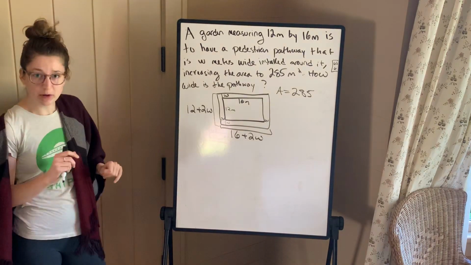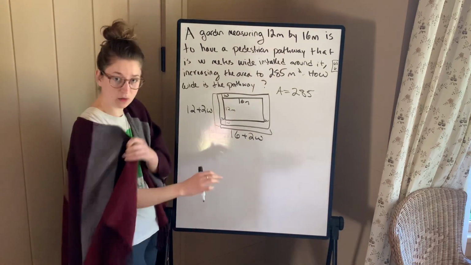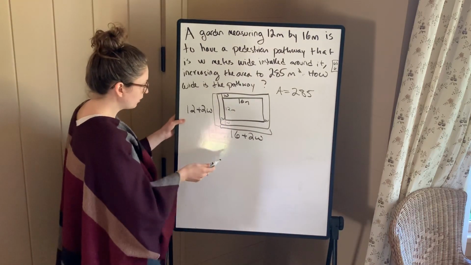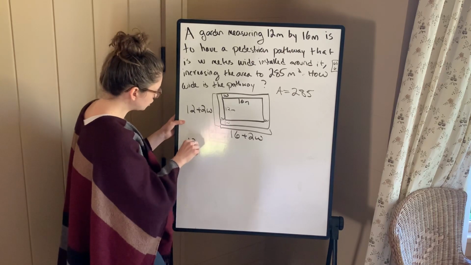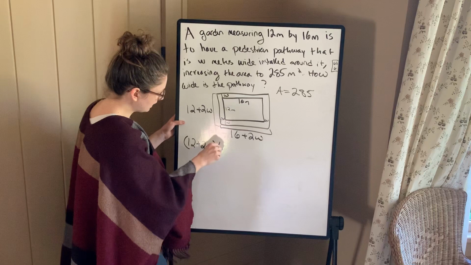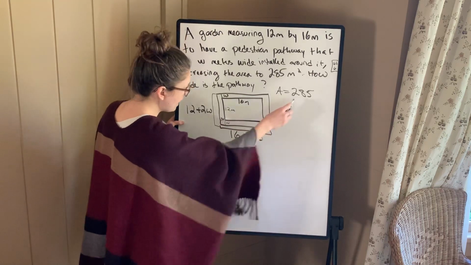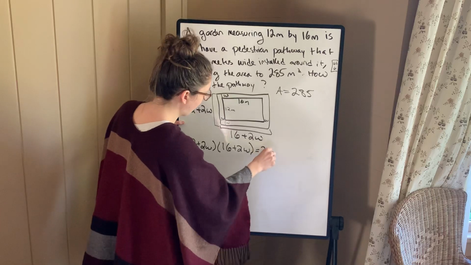Now how do we find W? Well, we have all the information we need to set up a quadratic equation, and it's going to look like this. We do length, which is 12, or width, 12 plus 2W, times length, which is 16 plus 2W, and that's going to equal 285.